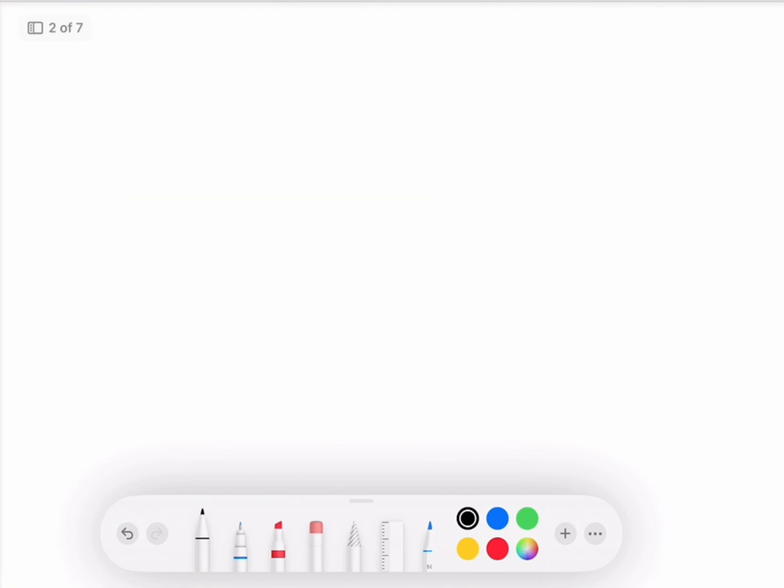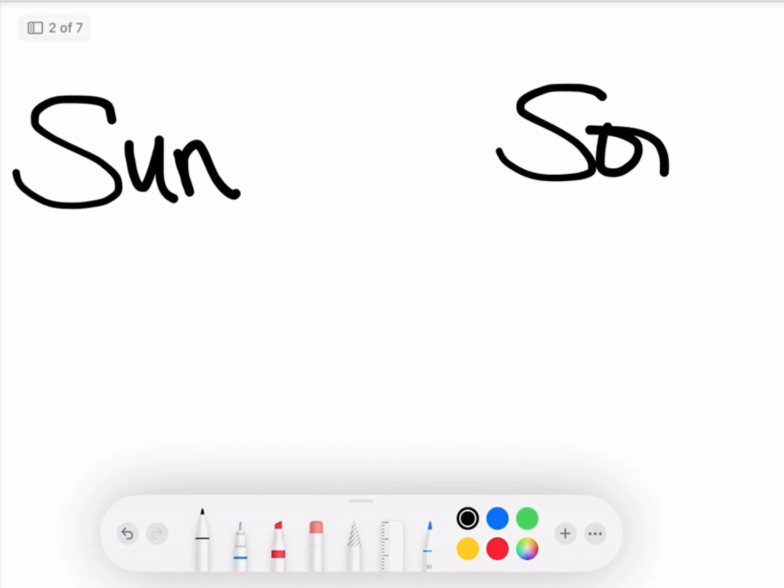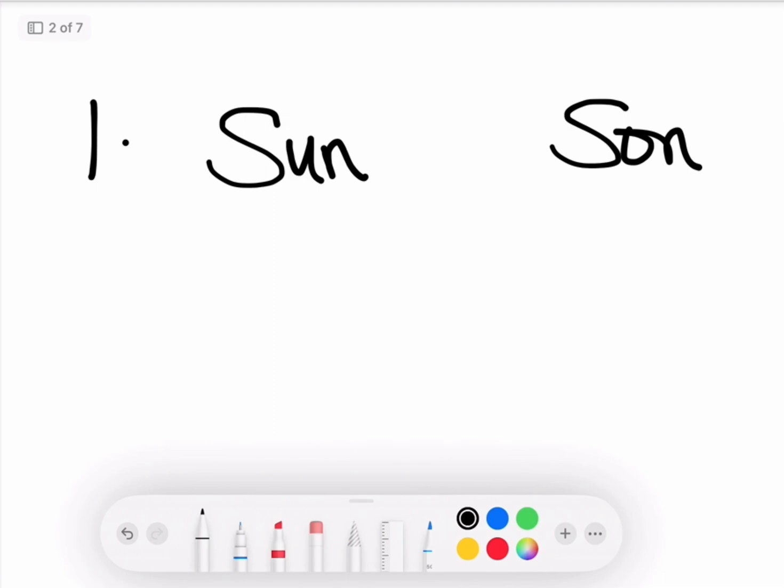Let me give you different examples. One example I could give is sun and son. Sun and son are both pronounced "sun." As you can see, they have the same sound, but look at the spelling. One has a U, one has the letter O. They are spelled differently, but they sound the same. So these two are called homophones.